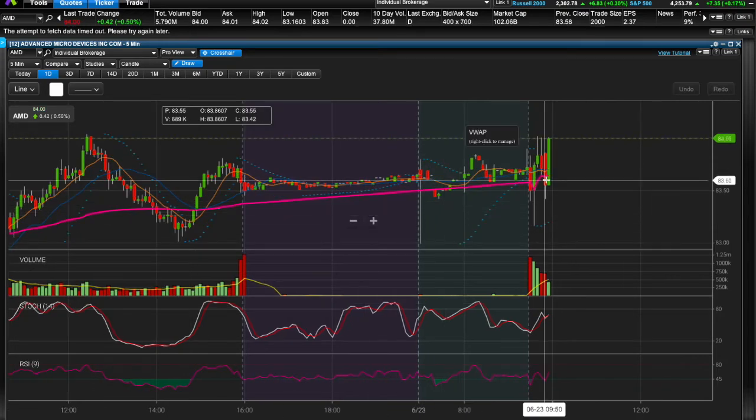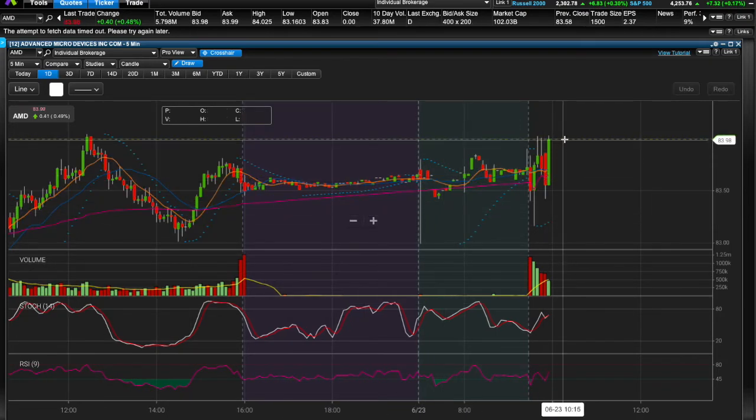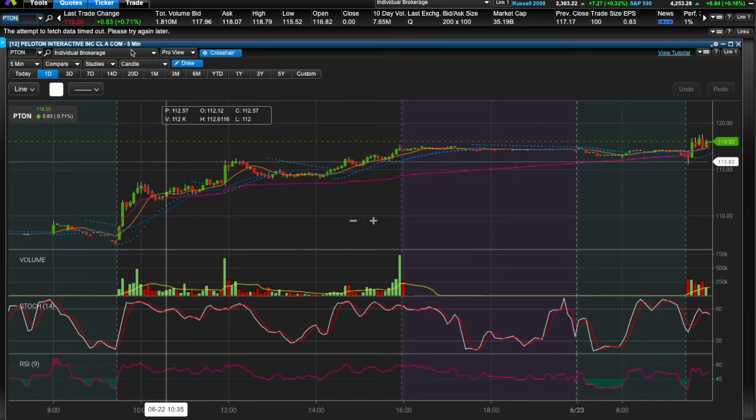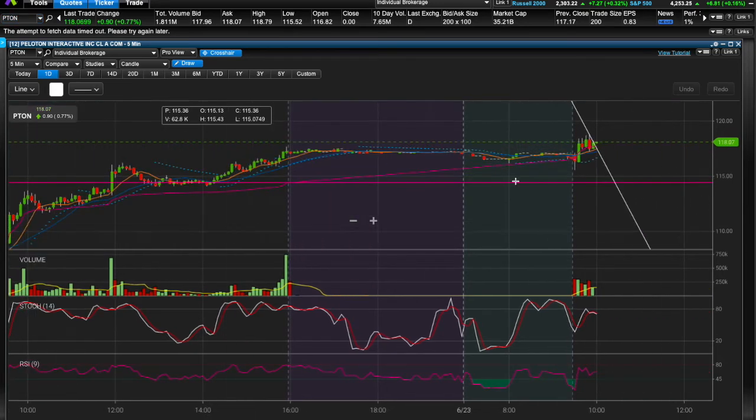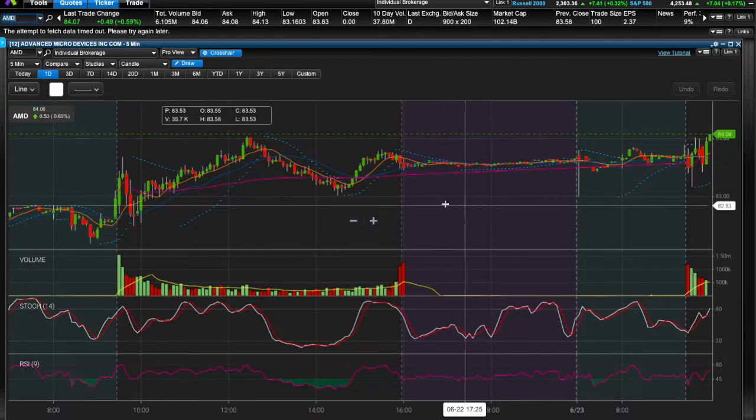AMD pushing. Can we get past this and not get rejected again? We're going to get another candle in about 50 seconds. Peloton bouncing off the 9. We still need to get above this level here. Let's go back. AMD's looking like some action's going on over here.